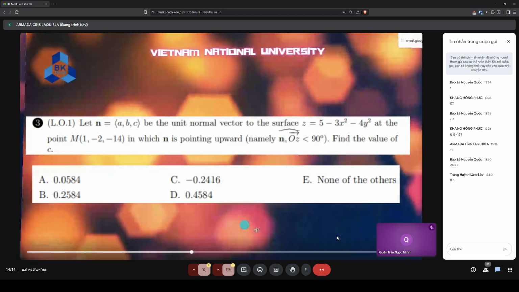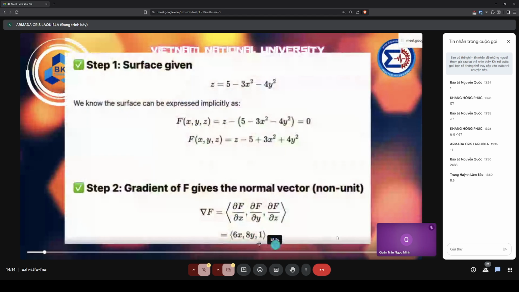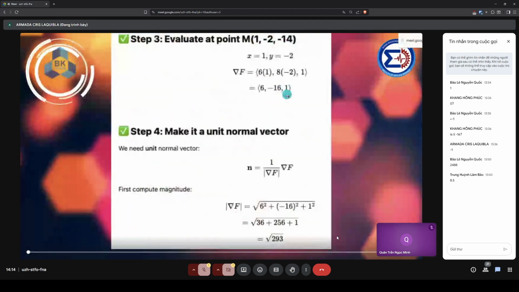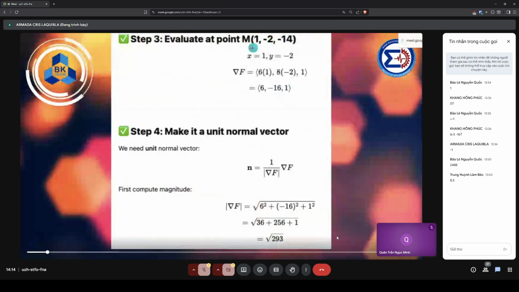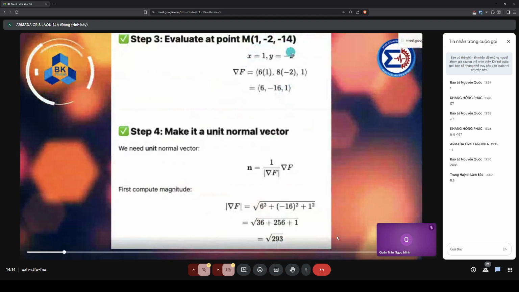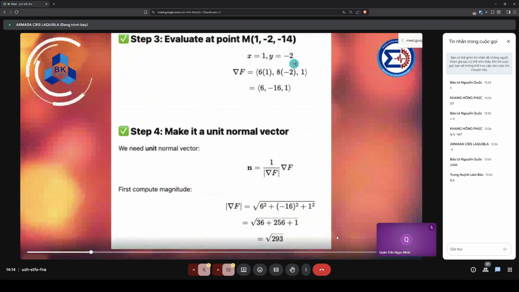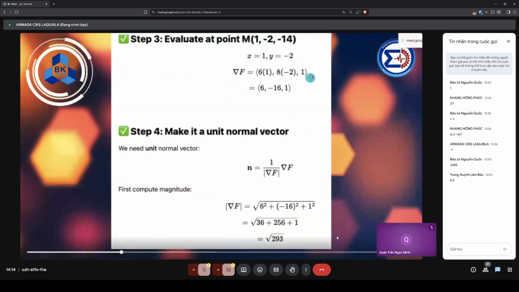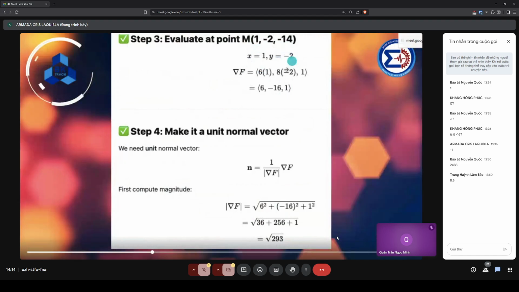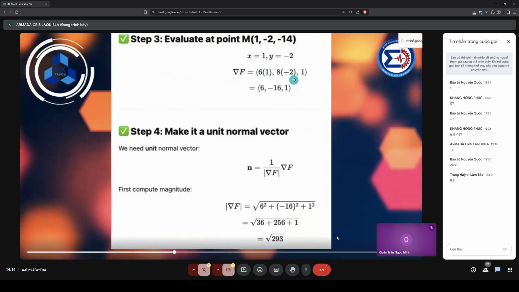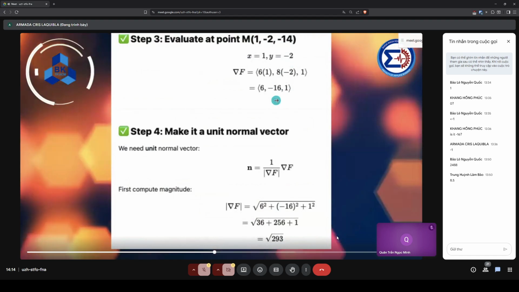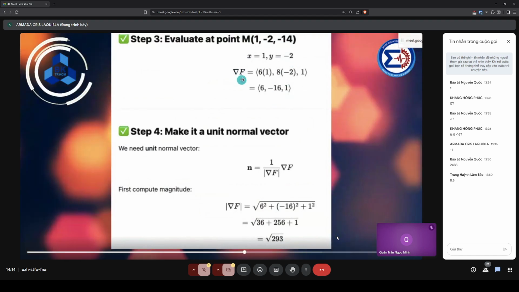You substitute that in your gradient, but we only have x and y values here. So if you substitute there, your point is 1, -2, -14. We only use x and y because there is no z here. So that's 1, -2 is your y value. We have here 6, -16, and 1. So this is now your del f.